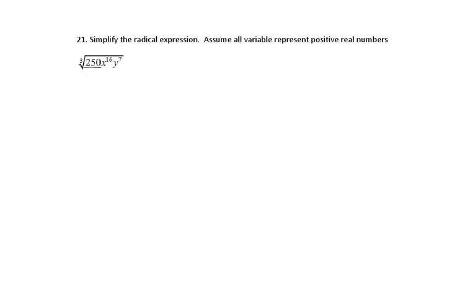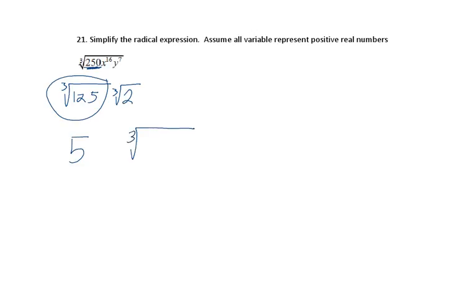Alright, there's a problem. 250 is not a perfect cube, but two numbers that make 250 are 125 and 2. I like 125 because 125 is a perfect cube. It's 5. But 2 is not a perfect cube. 2 has to stay in the house, like so. Okay, we're done with the numbers.